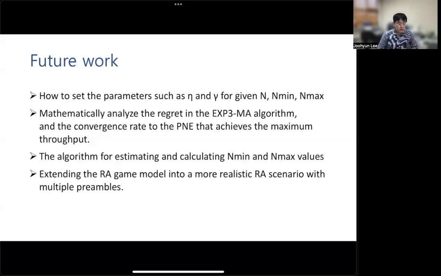Since in our work we assume that Nmin and Nmax are the lower bound and upper bound of the number of active users, in our future work, we want to design and use an algorithm for estimating Nmin and Nmax. And our system model is very basic, so we want to extend our game model to a more realistic and practical random access scenario, for example, with multiple preambles.